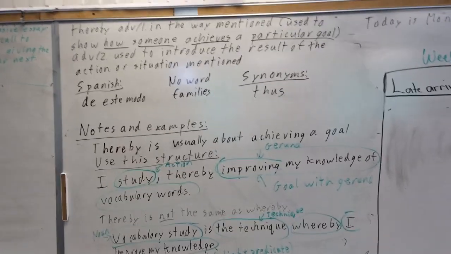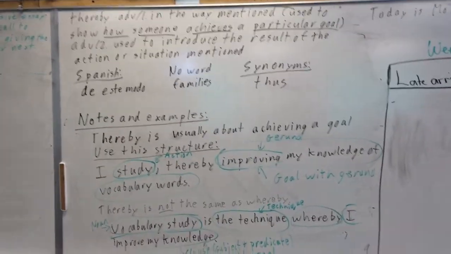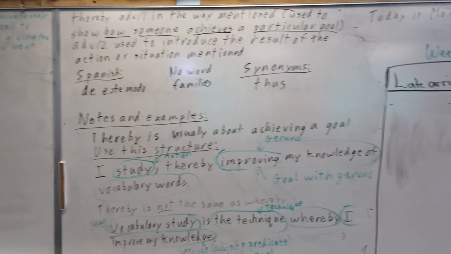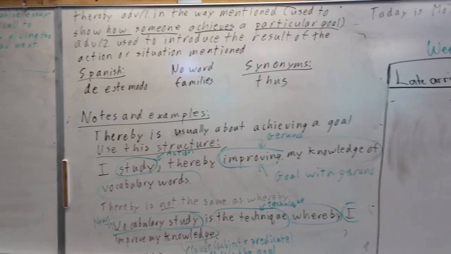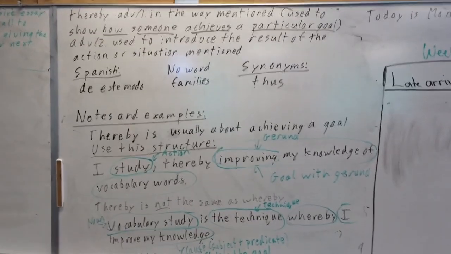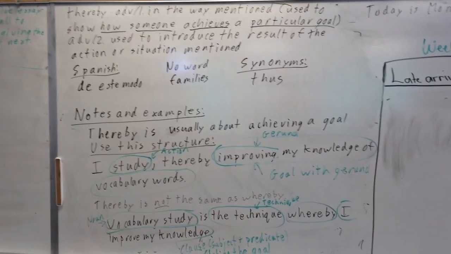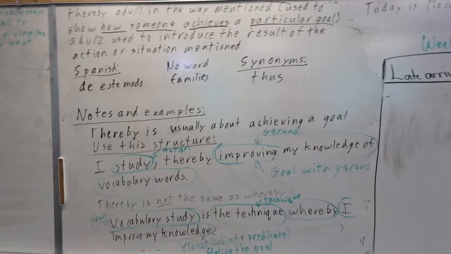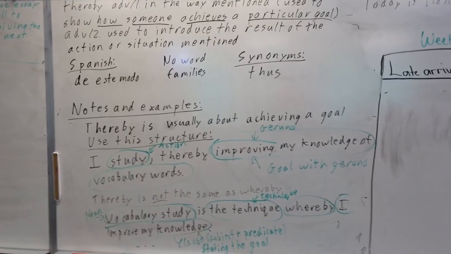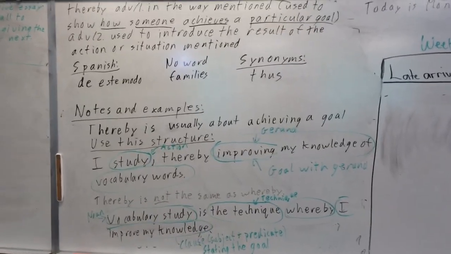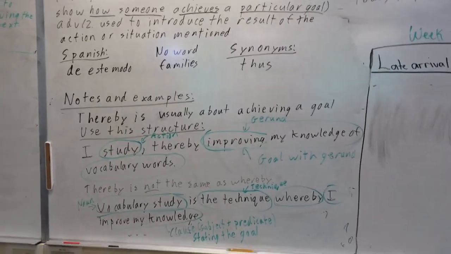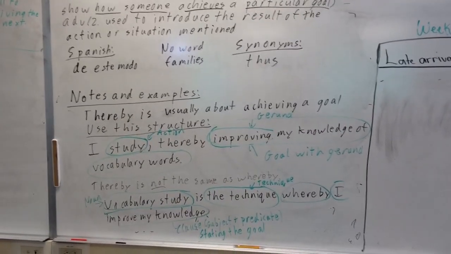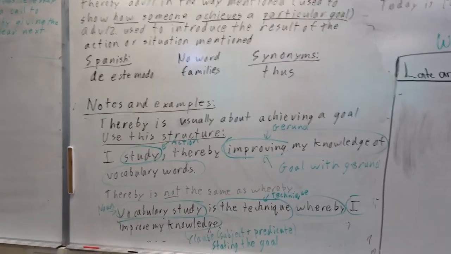Thereby is an adverb. And so thereby means in the way mentioned, usually used to show how someone achieves a particular goal. So that's important. How someone achieves a particular goal. It's usually used in that way, about achieving a goal. And so the thing that you really need to learn with this word is not so much the definition, it's the grammatical structure. The grammatical structure can be difficult. So what you need to know is how to put the sentence together.